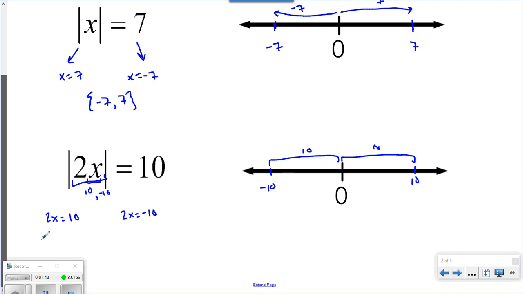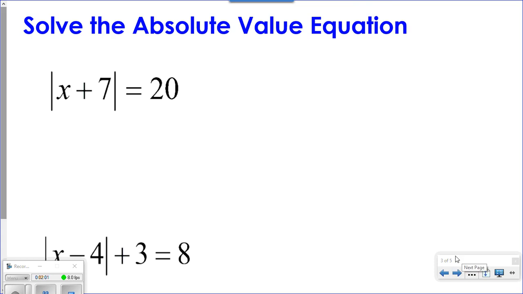And then we just solve each of these equations separately. So we divide both sides by 2, we get x equals 5, and here we get x equals negative 5. So I'll put these in, and that's our answer. For absolute value, because you get two solutions, we're usually not going to ask you to check these, just to save you some time. Great.